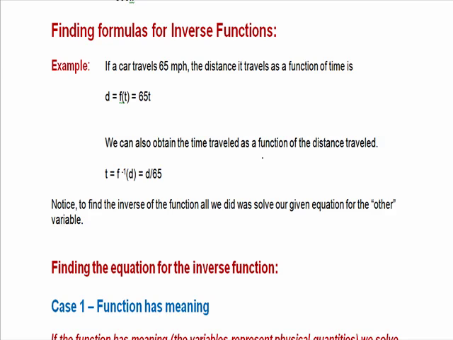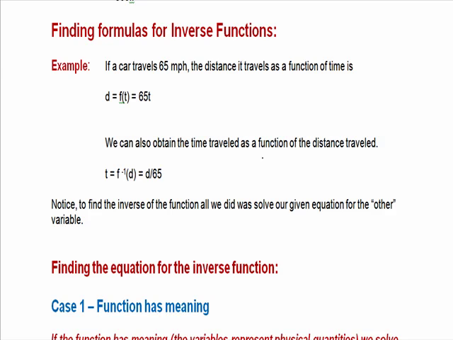Now we're going to take a look at actually finding formulas for inverse functions. So let's start with an example. Suppose we know a car travels 65 miles per hour. Then we could say the distance it travels as a function of time is equal to 65 times the time, right? If you're traveling 65 miles an hour, you drive for 1 hour, you're going to go 65 miles.